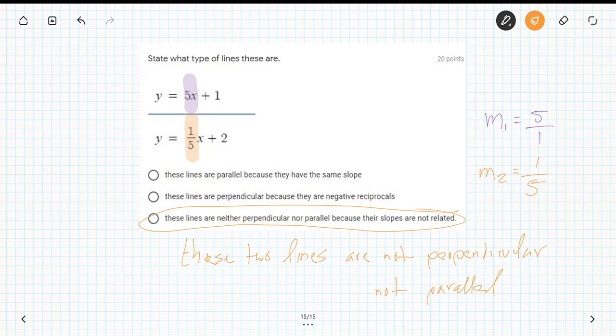That's that choice. I hope this video is helping you in establishing the idea that if two lines are parallel, they have the same slope. And if they are perpendicular, they have negative reciprocal slopes.